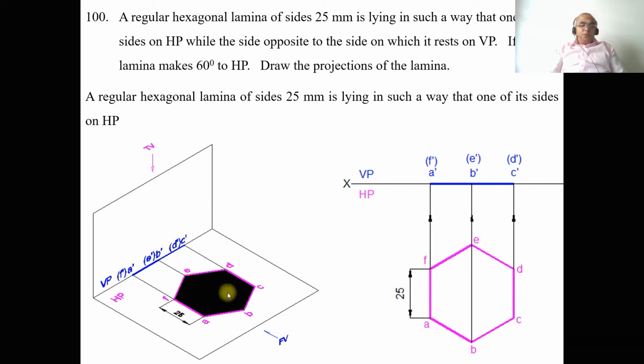Now as we look from the top view, you can see ABCDEF. All the sides are 25 mm, and as we see all the sides are parallel to HP, so you are getting the true length in HP. So AB equals BC equals CD equals DE equals EF equals FA, which is equal to 25 mm. As we see from the front view, ABC is near to the observer, so A dash, B dash, C dash is visible. DEF is away from the observer, so D dash, E dash and F dash is invisible. So this is the initial position, the first position.